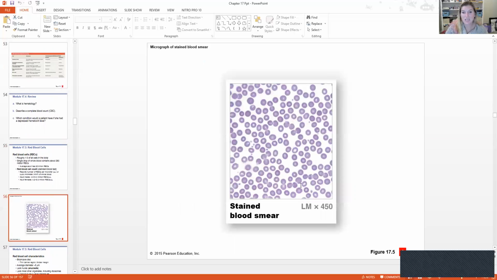There is a stained blood smear here, and if you're in lab, you've already looked at this, right? These guys are our red blood cells, and you can see some platelets in there, those little fragments.